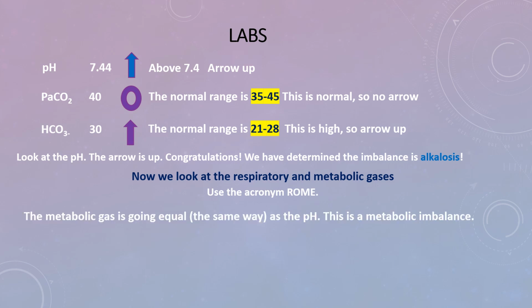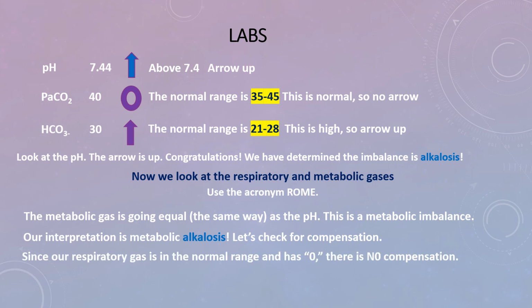Now we use the acronym ROAM. The metabolic gas is going equal or the same way as the pH, so we know this is a metabolic imbalance. Our interpretation is metabolic alkalosis. Now let's check for compensation. Since our respiratory gas is in the normal range and has a 0, there is no compensation. Our interpretation is metabolic alkalosis without compensation.